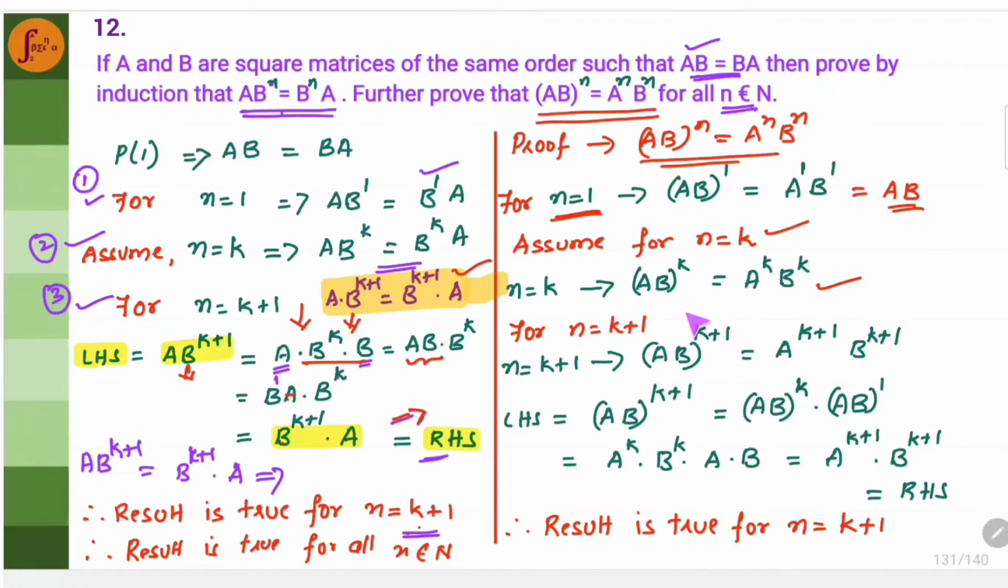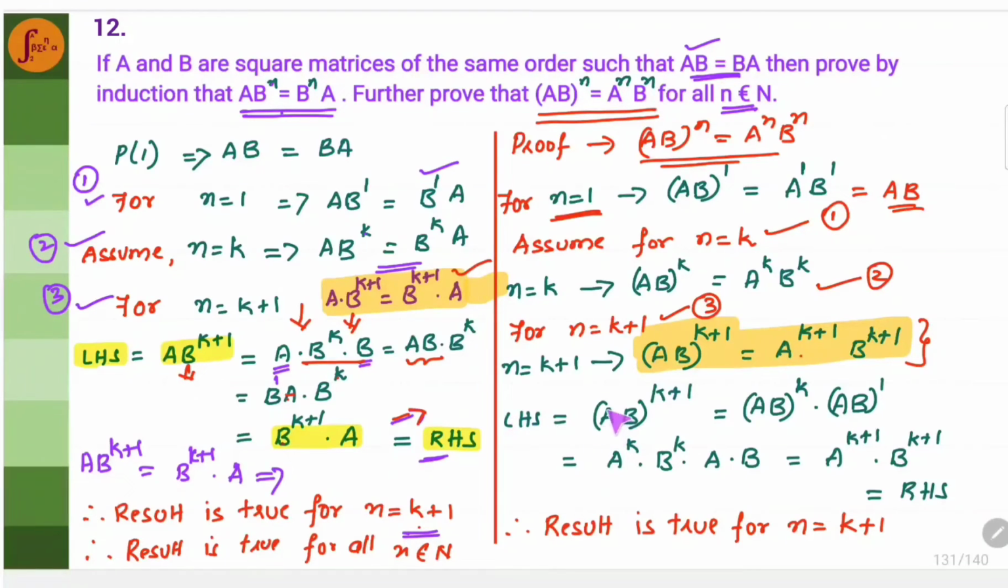Then we'll take the third step, after the first step and second step. We'll take the third step, n is equal to k plus 1. When n is equal to k plus 1, what are we going to get? We will substitute. This is what we are supposed to get: A to the power k plus 1, B to the power k plus 1.